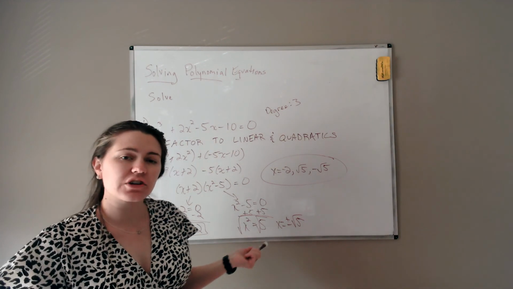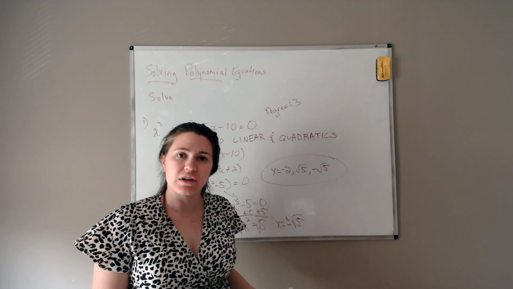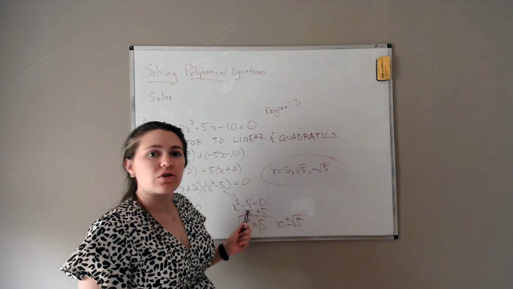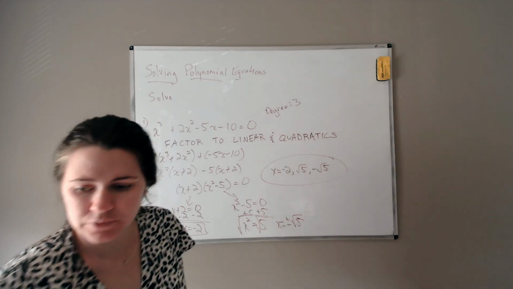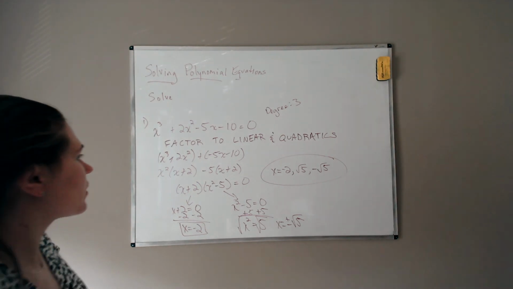Now, this is the square root property. It only works when you are taking the square root. Okay, not just any root. It's only the square root property. Okay, so let's do another one.